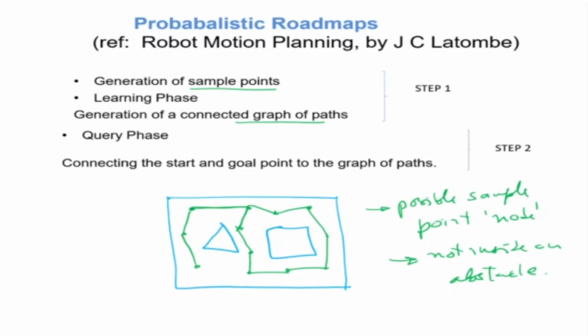So first sample points are generated, then we connect them with a set of paths, and then there is a query phase. Suppose this is my initial point and that's my goal point. I want to know whether it is possible to go from the initial point to the goal point. That is what we call the query phase: connecting the start and goal points to the graph of paths, and checking whether you can go from the initial point to the goal point.